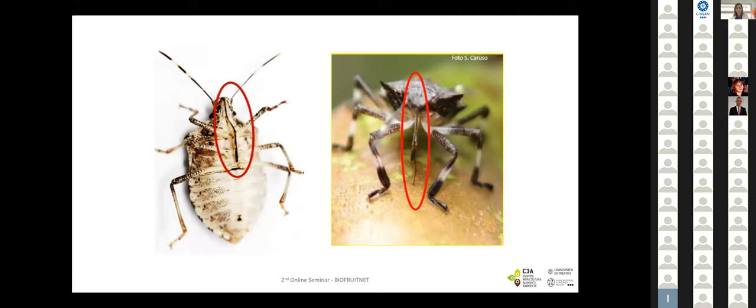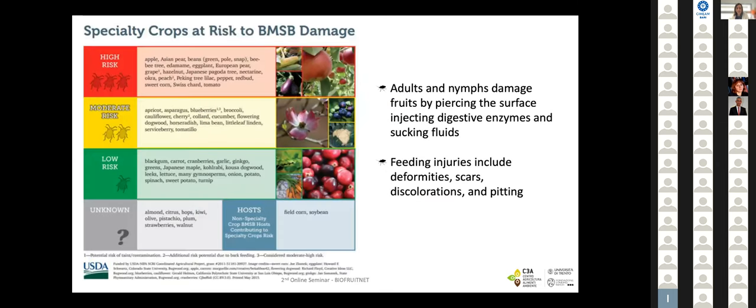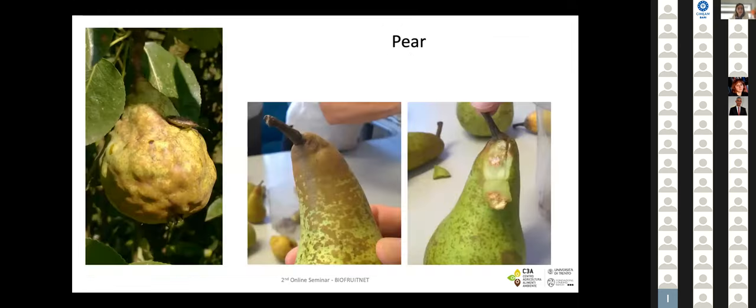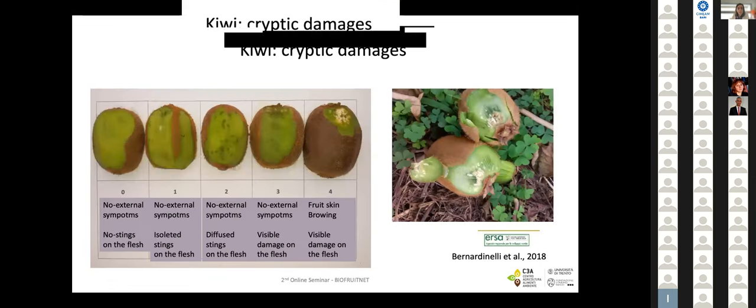And the damage is done by the feeding. So both adults and nymphs can damage fruits by piercing and injecting their digestive enzymes and sucking fluids inside the fruit. And they cause feeding injuries that include deformities, scars, discoloration of the fruit, and pitting. And here I will just show you some pictures of the damage that we observed on apple. And of course, all these fruits cannot be sold anymore, on pears, but also on cherries.